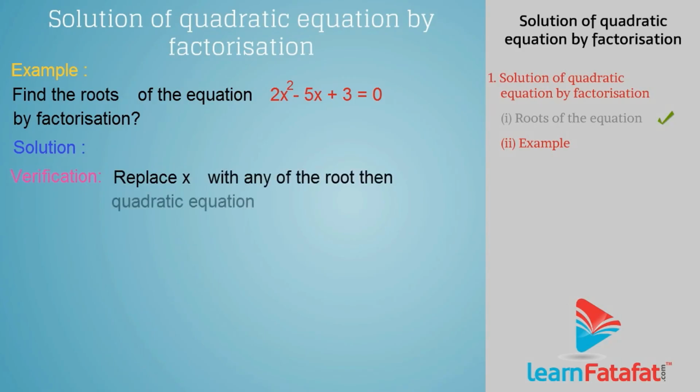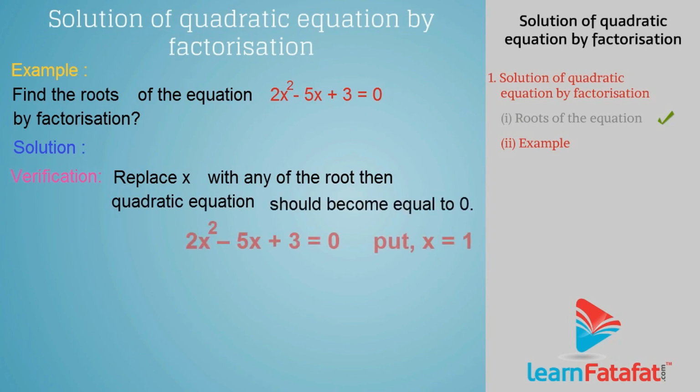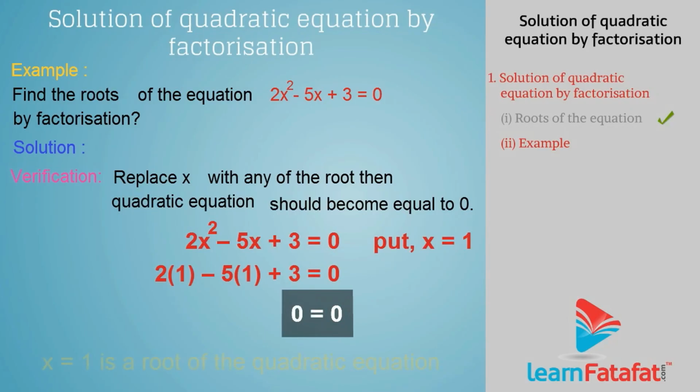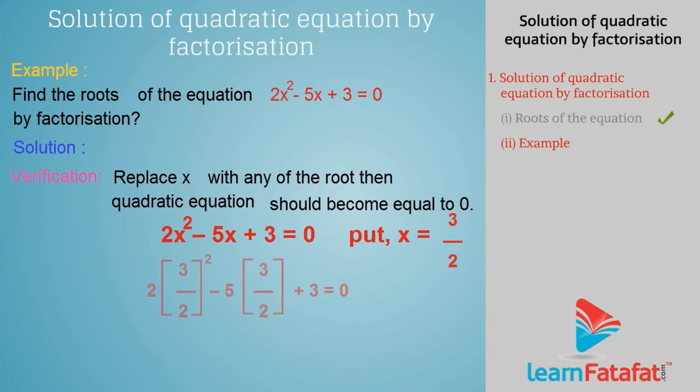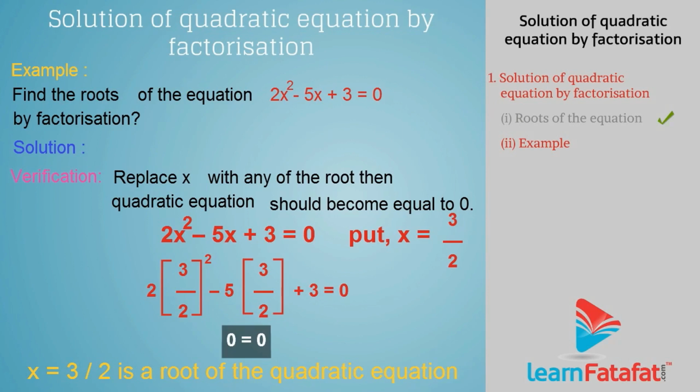Verification. Replace x with any of the roots, then quadratic equation should become equal to 0. Put x is equal to 1 and solve the equation. We get 0. Hence, x is equal to 1 is the root of quadratic equation. Put x is equal to 3 by 2 and solve the equation. We get 0. Hence, x is equal to 3 by 2 is the root of quadratic equation.